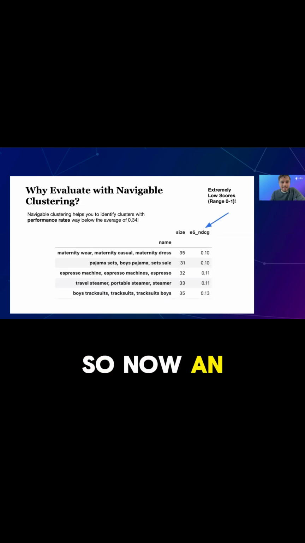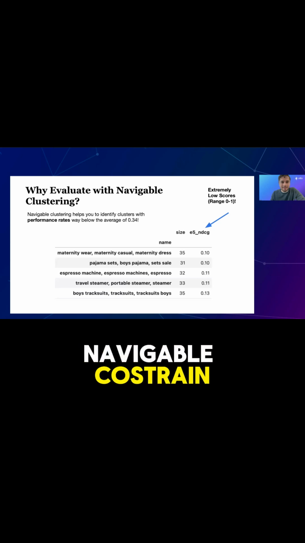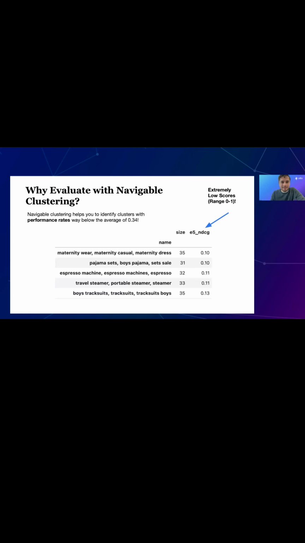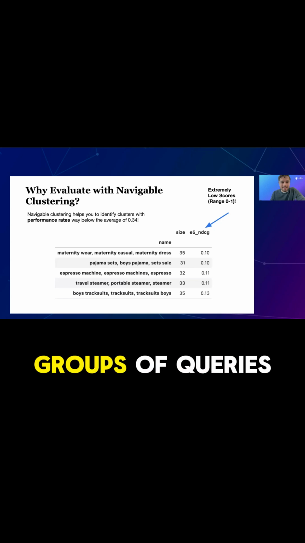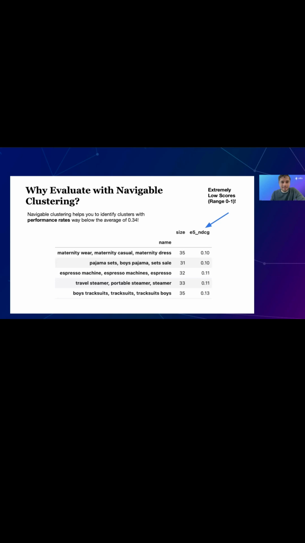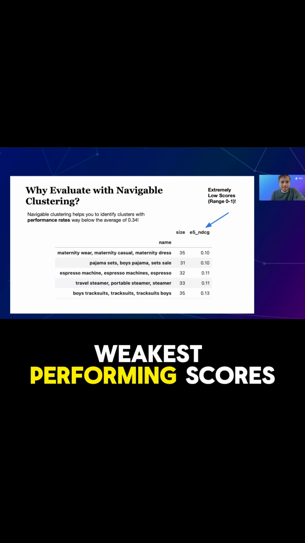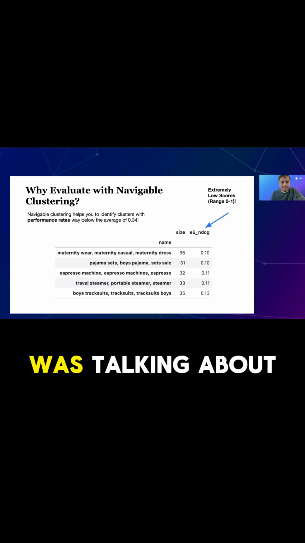Now, an exciting example to lead into. Here's what happened when we applied navigable clustering to this case study data set. In a matter of minutes, we surfaced groups of queries that the navigable clustering found. And we were also able to sort the table to find the ones with the weakest performing scores. This is very related to the heat map concept that Gunnar was talking about.